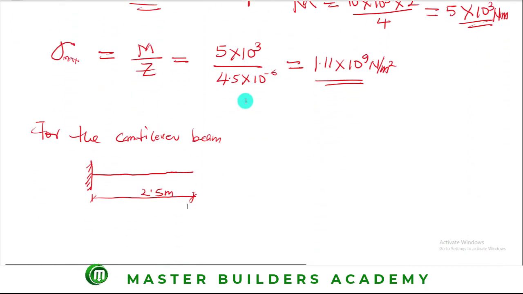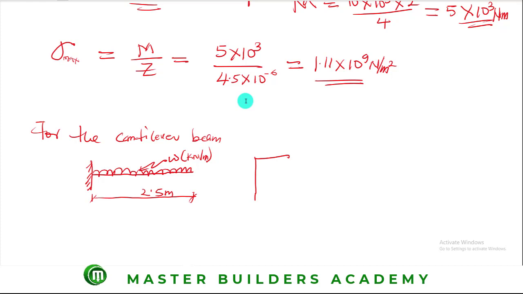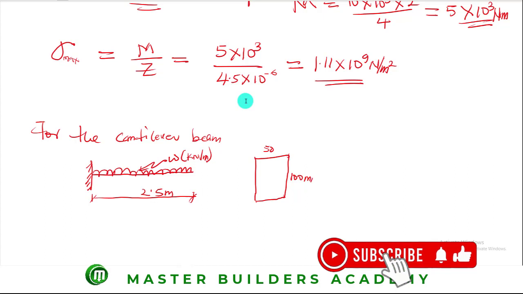Okay, and then remember again that this cantilever is to carry a distributed load, UDL, and in this case the distributed load is given as small letter w in kilonewton per meter. Are you there? So now, what is the section property for this? The section property we were given is 50 by 100. So this is 50 mm, and then this is 100 mm.